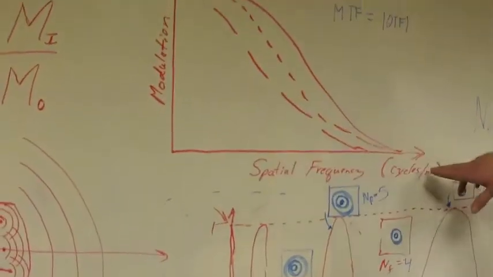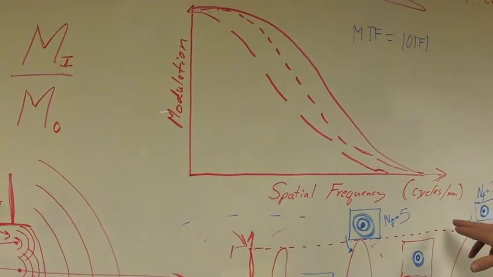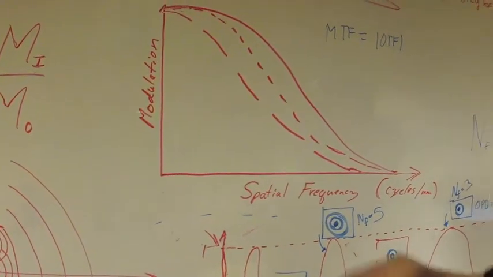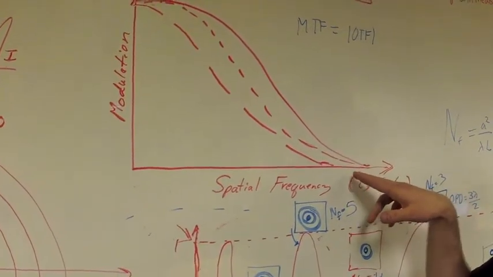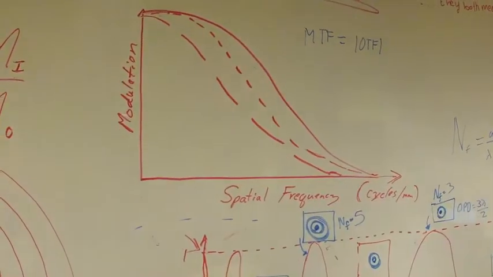Here's a graph showing the MTF, and on the x-axis you have spatial frequency, which is cycles per millimeter, and the point which crosses the x-axis is where the cutoff frequency is. And on the y-axis we have the modulation.